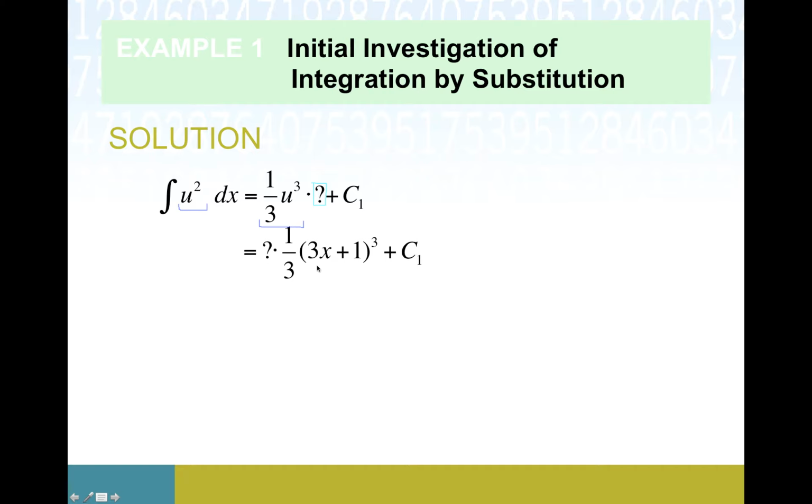Well, why do we go to the u's if we're just going to get rid of them? It was a psychological device. It helped us see this as something squared in order to make this work. But really, we are going back and saying, look, this thing, this u, was really a figment of our imagination, and it was in fact 3x plus 1.